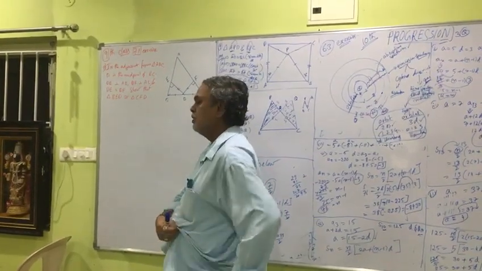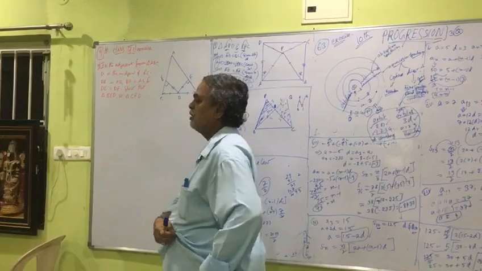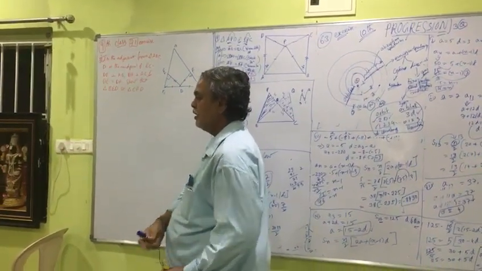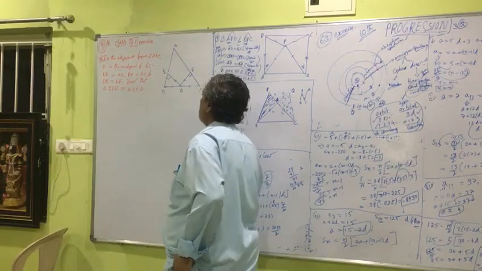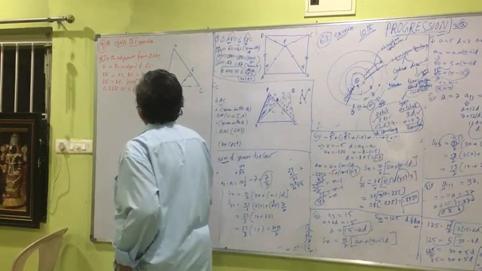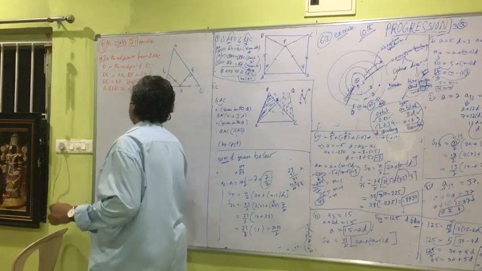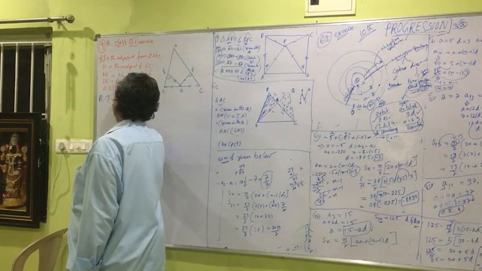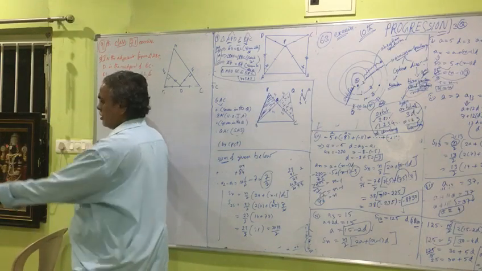Let us start the problem. What is given? BE is perpendicular to... What should be proved? RTP. What is that? Triangle BED.